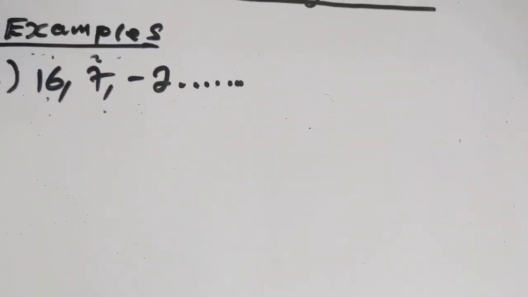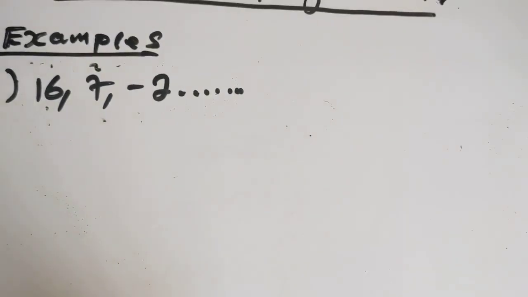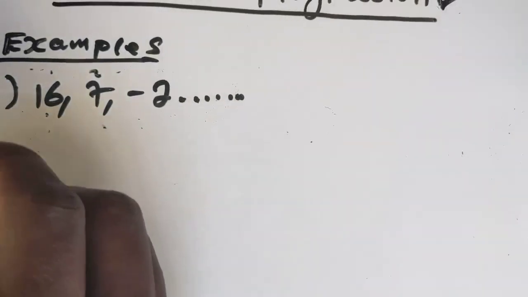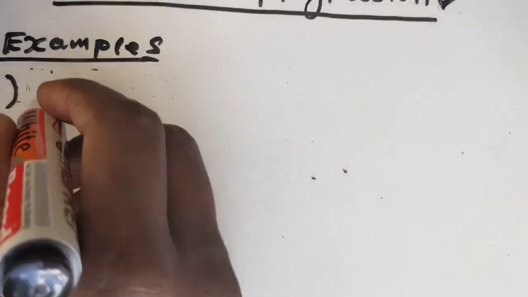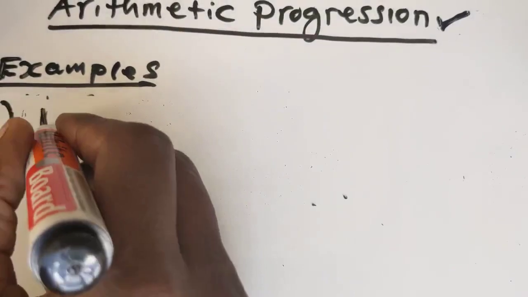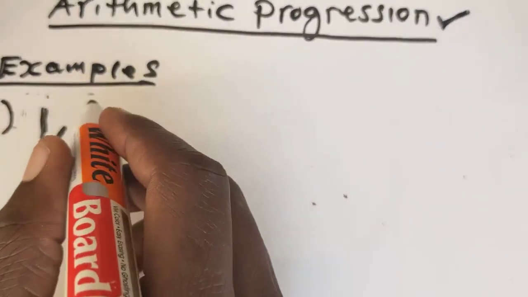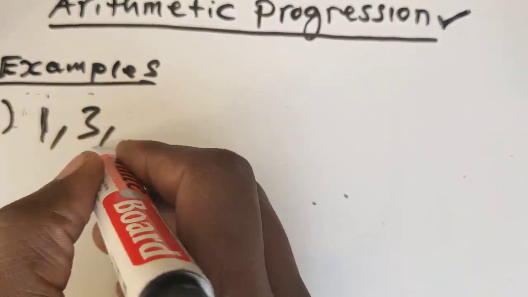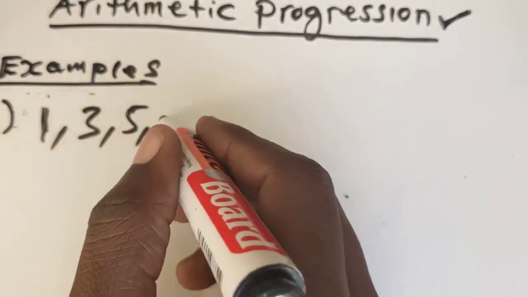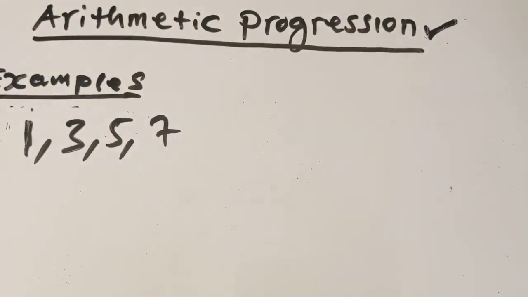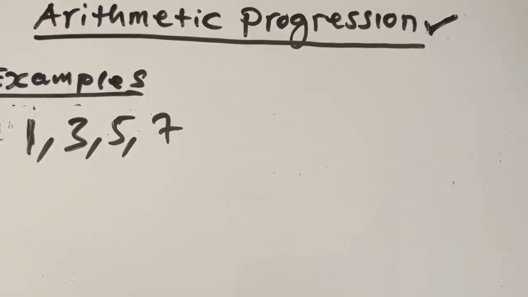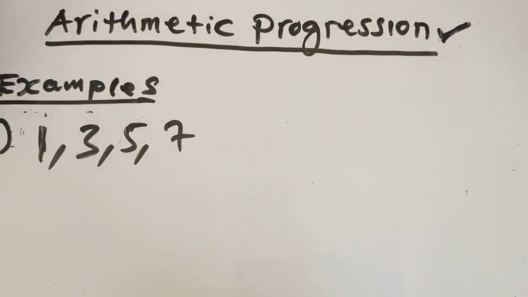So this is the sequence that we have: 1, 3, 5, 7, like that. Then we are told to find the sum of the 15th term.